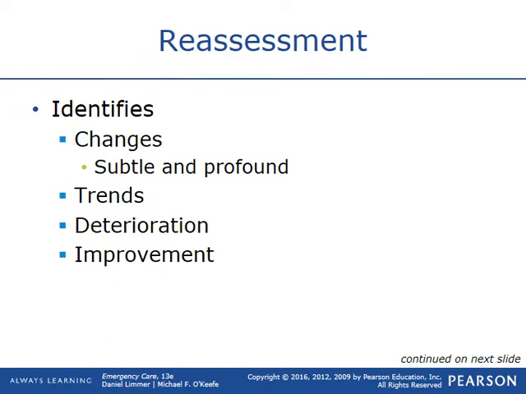So again, you're going to identify the changes. These could be very subtle changes, a few points difference in blood pressure, maybe their pulse ox, pain, or they could be profound changes. You could be reassessing and notice that you've now got a problem with something in the ABCs. You're again identifying your trends, so you're going to take your complete and accurate set of vitals.